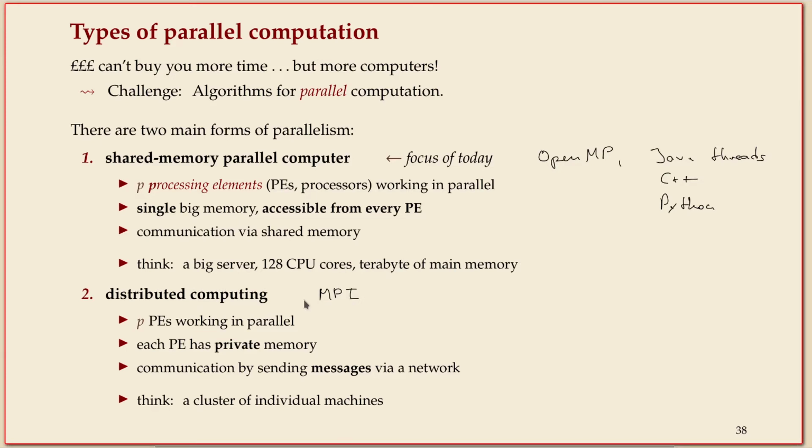Okay, what's distributed computing? What's the difference? We again have processing elements, but they have private memory, which is only visible to them. And if they want to communicate, they have to explicitly send messages. And MPI is one way to do that, where it's sort of transparent if these are different operating system processes running on one machine or if they're communicating over a network.